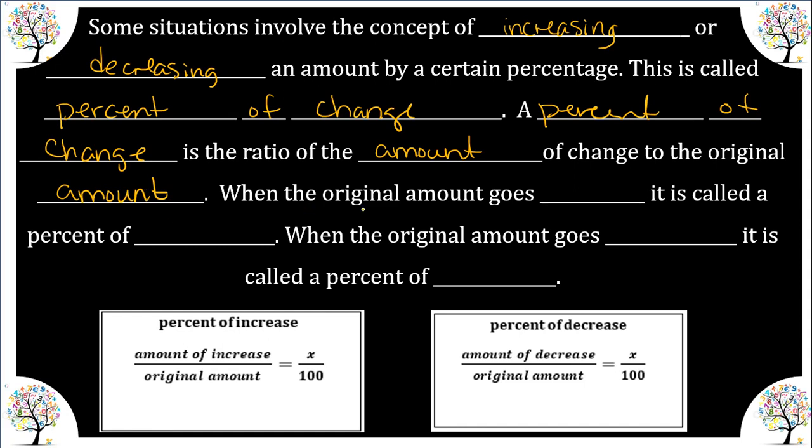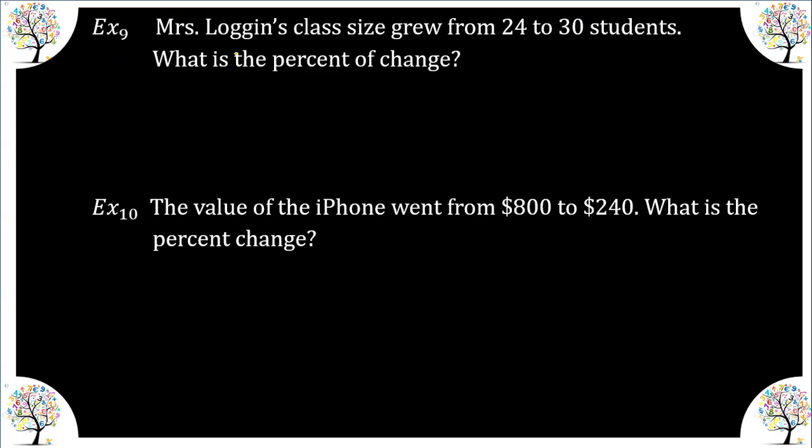When the original amount goes up, it is called a percent of increase. When the original amount goes down, it is called a percent of decrease. So we have the amount of increase over the original or the amount of decrease over the original. And then to actually find that percent change, we will set it equal to x over 100 and use cross multiplication. So let's take a look at a few examples.